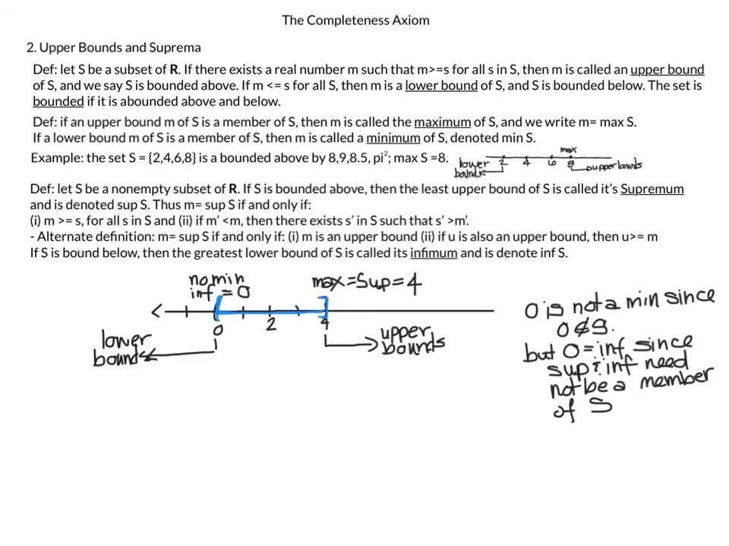But now let's look at infimum, which is the largest lower bound of S. So it's kind of the same definition, but for minimum. And I have that definition here. If S is bounded below, then the greatest lower bound of S is called the infimum and is denoted inf S. So here, 0 and anything less than 0 is a lower bound. But my greatest lower bound is 0. But 0 is not a minimum because this is an open interval at 0. So 0 is not in my set. It's not a minimum, but it is the infimum. So that's the difference between minimums and infimums.